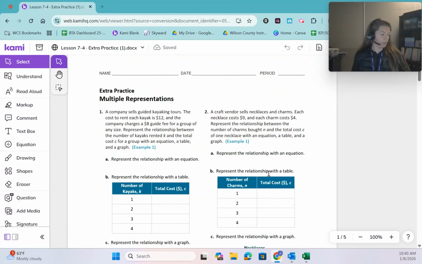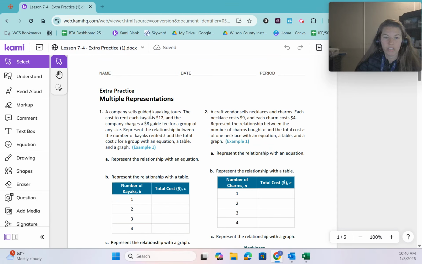Hey y'all, today we are making connections between situations, graphs, tables, and equations, putting all the things we've been working on when we're looking at representations of multivariate data together. So let's take a look at a couple examples here.